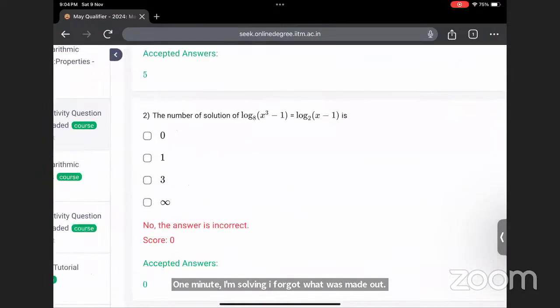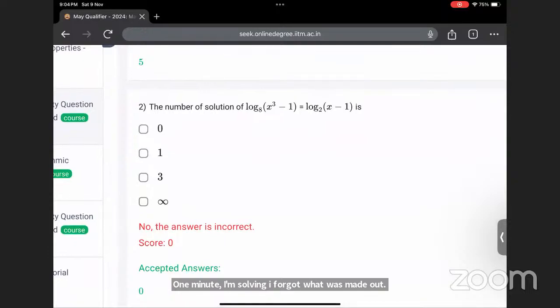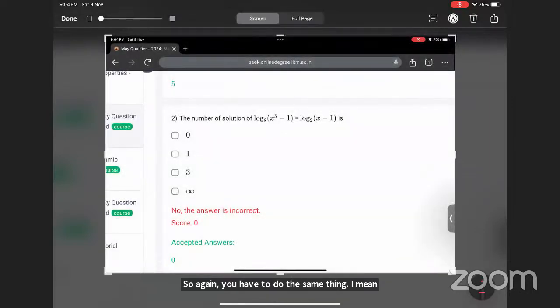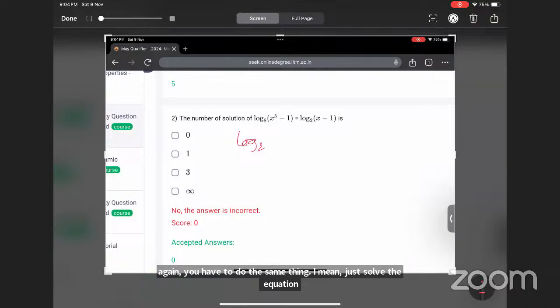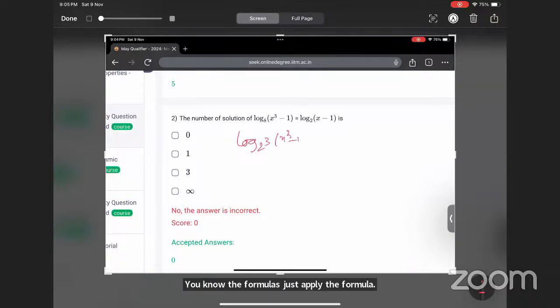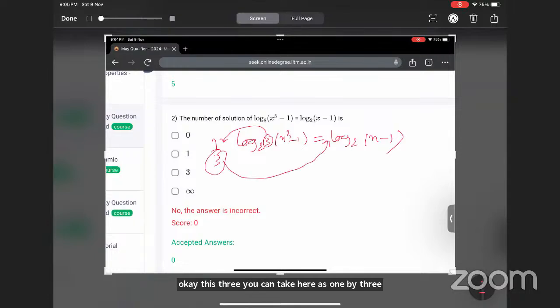Okay, so the number of solutions is 0. Again, you have to do the same thing, just solve the equation. You know the formulas, just apply the formula. This will be log of 2 cube x cube minus 1 equals log of 2x minus 1. This 3 you can take as 1 by 3, then multiply this 3 here. Then it will be log 2 x 3 minus 1 minus, you then have 3 here, then you can take the 3 as power, right?